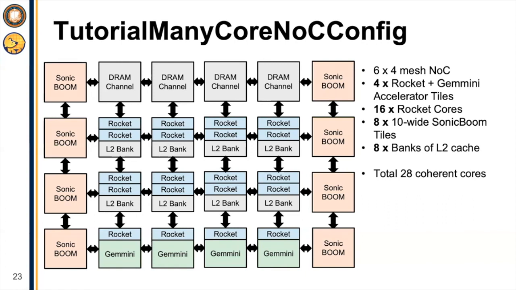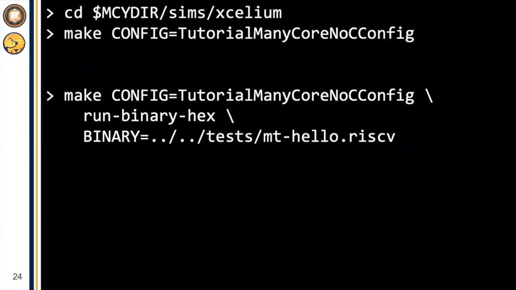If you are willing to have this run take a couple of minutes, it can run in the background for the next section, which is non-interactive as well. You can go back into the sims Verilator directory and run the same set of commands, except change TutorialLeanGeminiConfig to TutorialManyCoreNoCConfig. You can run the same run-binary-hex targets to run the binary on it. In this case, the binaries that will work are hello.riscv and mt-hello.riscv. mt-gemini doesn't work because in this configuration only some of the cores have Gemini, since we're trying to make it a little more realistic of a system.